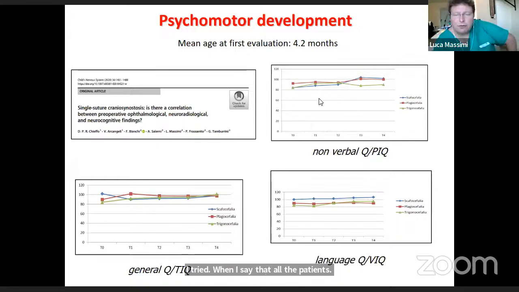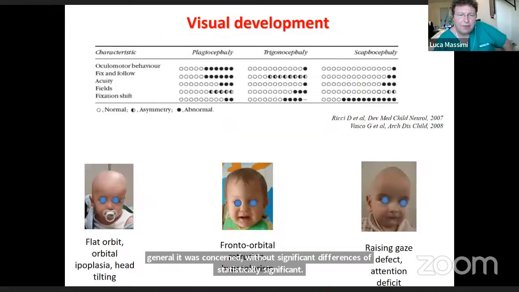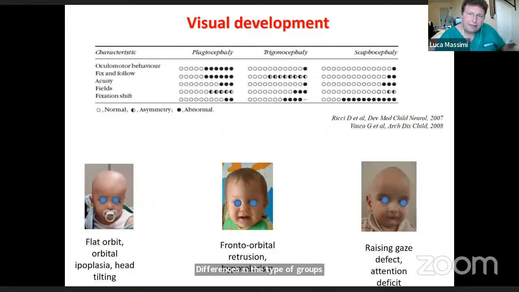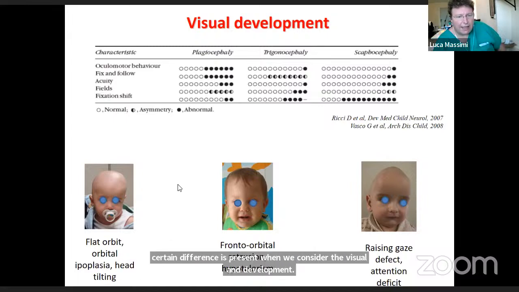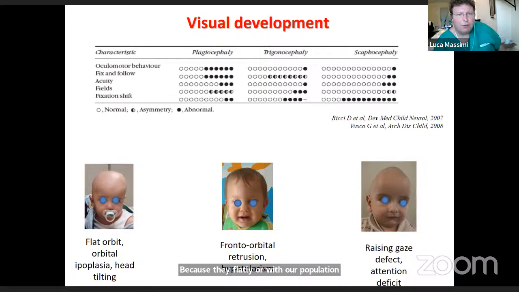Nearly all the patients, of course, were in the normal range as far as the non-verbal, the language, and the general IQ were concerned, without statistically significant differences in the three groups. A certain difference is present when we consider the visual development, because the flat orbit, the orbital hypoplasia, the head tilting in the unicoronal synostosis can affect the oculomotor behavior and the fix and follow.